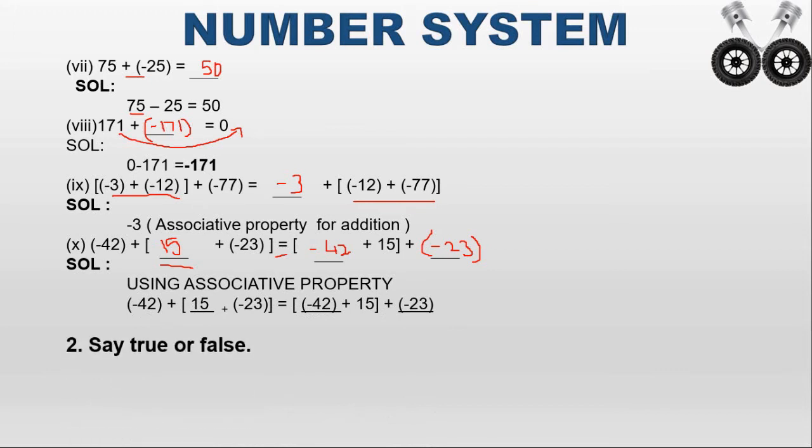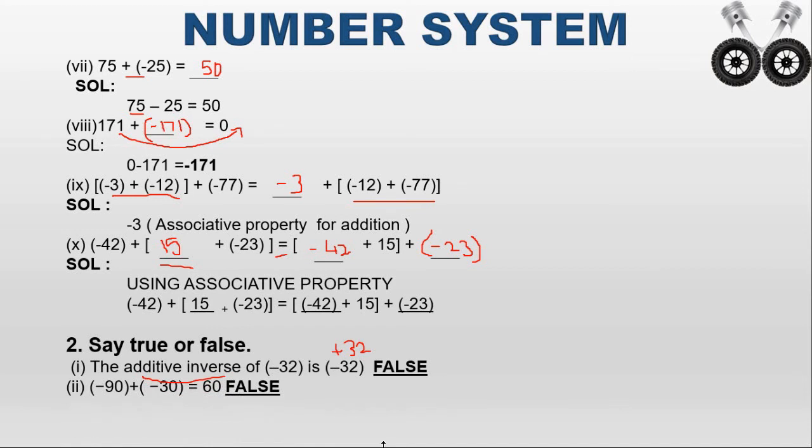So next, what is the second question? Say true or false. The additive inverse of minus 32 is minus 32. So what is an additive inverse? Additive inverse means we have to change the sign and write the same number. So here the sign is a negative sign. That means what is the additive inverse? It should be the plus 32. But what is the value given here? It is given here as the minus 32. That is wrong. So the answer is false.